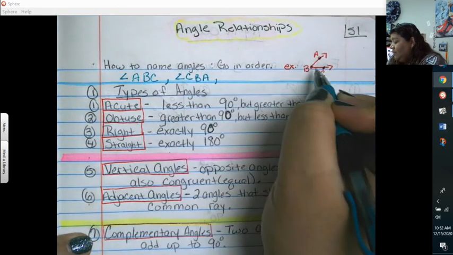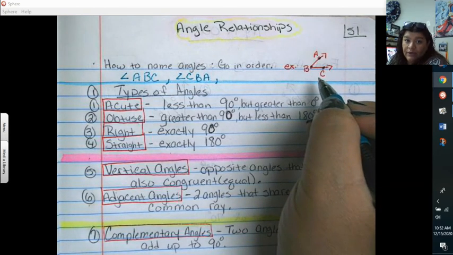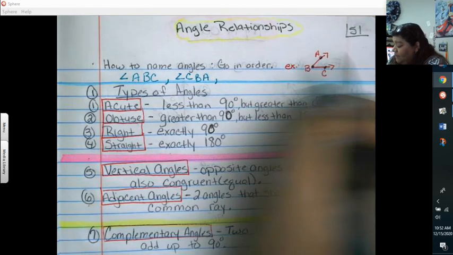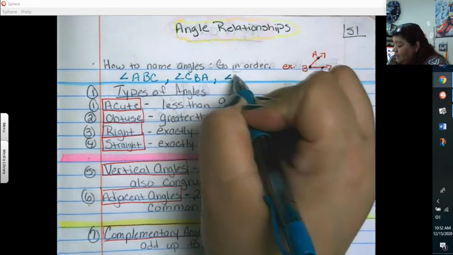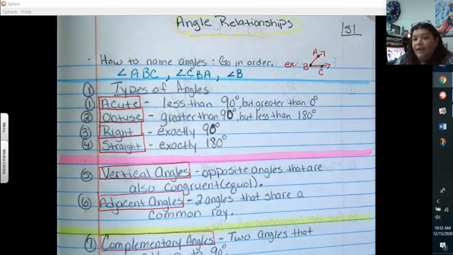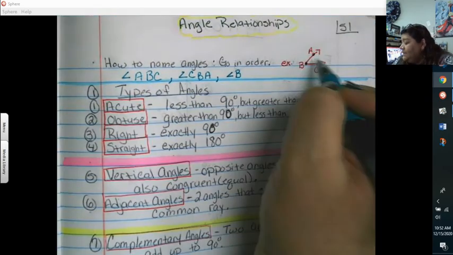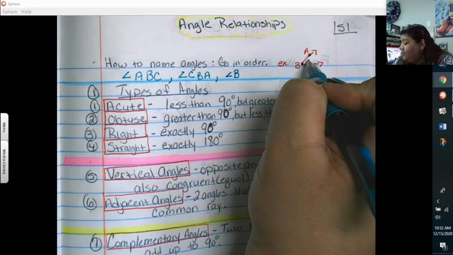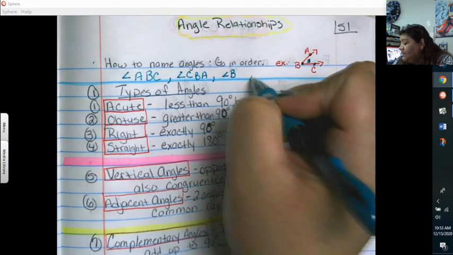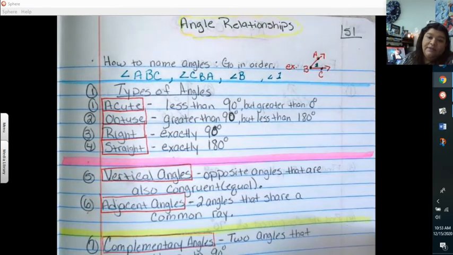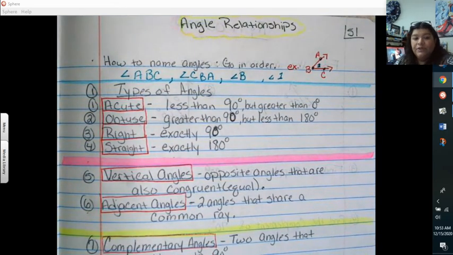I can also call it by the endpoint that the two rays have in common. In this case, both of these rays have a common endpoint of point B. So I can call this also angle B. Okay. And just like yesterday, if there was a number inside here that does not have a degree sign, like a number 1 right there, I can also call this angle 1. Okay, that's only if there is not a degree sign in there. So if there's a degree sign, then it tells you what the angle actually measures.